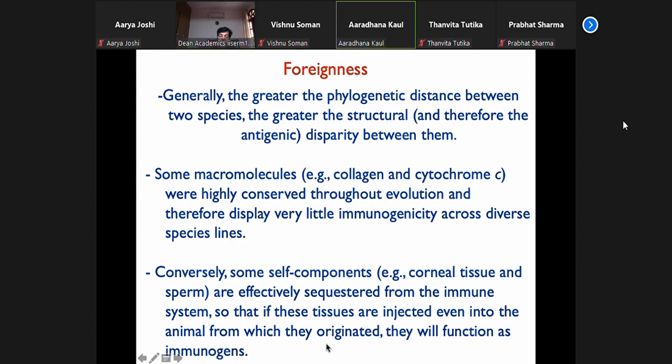Excuse me, sir. If there is any infection or any disease in the cornea, like you said, how will the immune system react? Can we consider it as an autoimmune reaction or not?